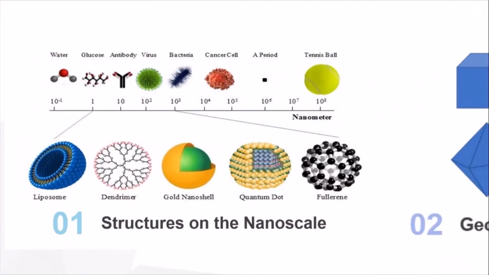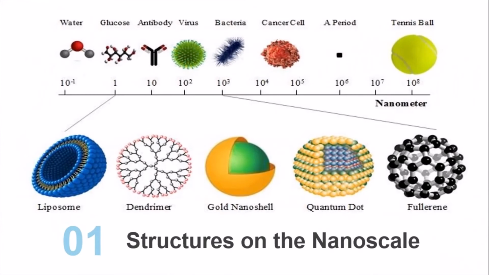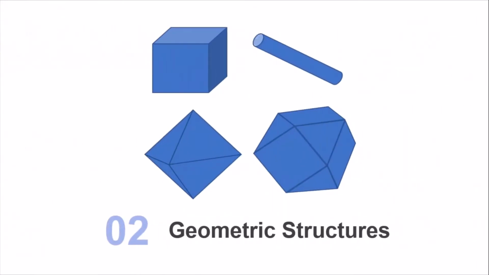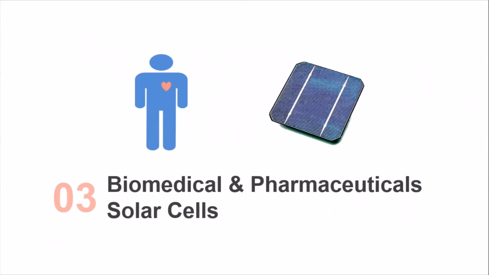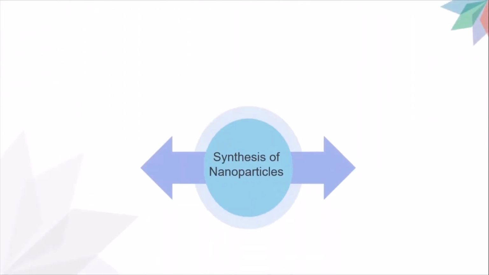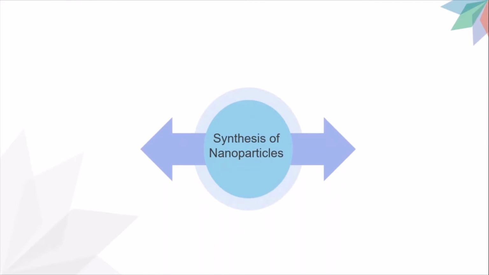They are tiny particles of silver metals with diameters ranging from 1 nanometer to 1 micron and typically have a wide variety of geometries such as cubes, rods, and faceted structures, which are essentially structures with several flat surfaces. These nanoparticles have several applications in the biomedical and pharmaceutical industries, as well as in solar cells. Now that we know what they are, let us look at how they are synthesized.